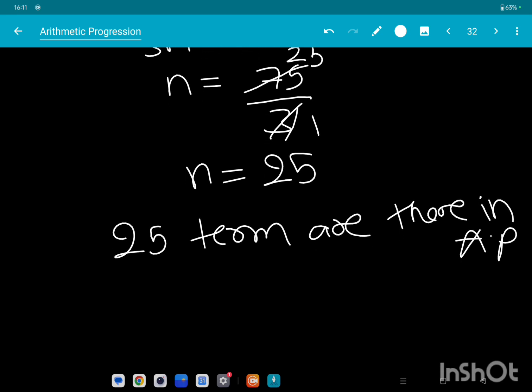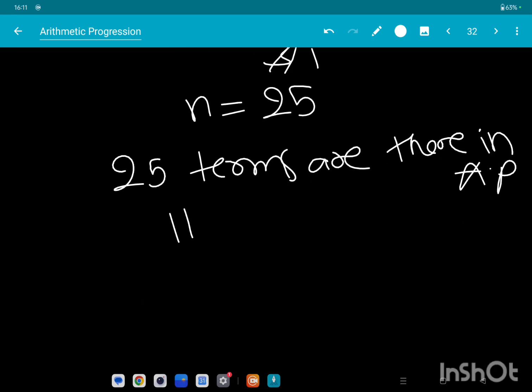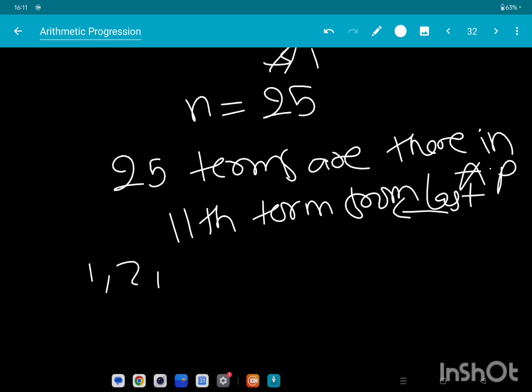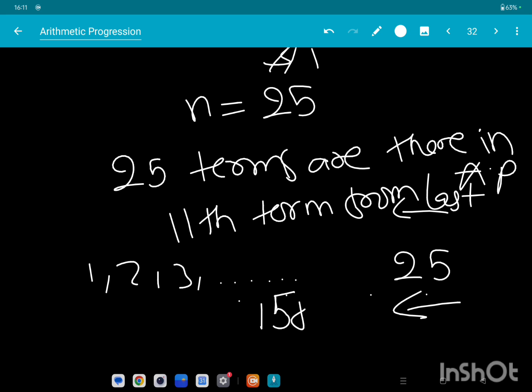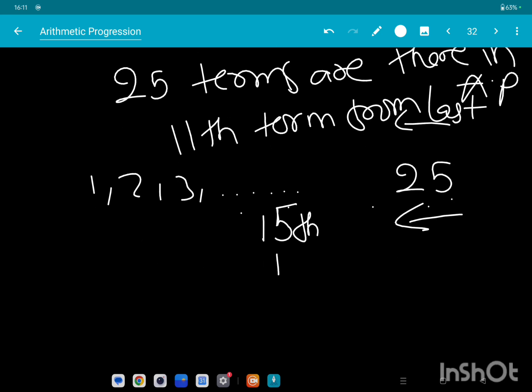Now I need the 11th term from the last. Just try to understand it. So 25 terms are there, and I want the 11th term from last. Let's say 1, 2, 3 and so on up to 25. From the last, what is the 11th term? 25, 24, 23, 22, and in this way, 15 is the 11th term, right? Just imagine the terms. We have 25 terms, and from reverse, the 11th term is 15.